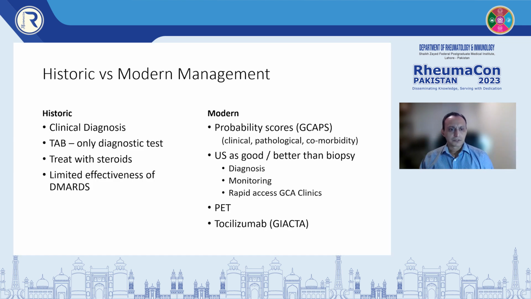So why ultrasound? The key thing to begin with is that if you look at the historical aspects of giant cell arteritis management, about 10 years ago, the diagnosis and management of giant cell arteritis was very different. In the recent years, things have advanced significantly. Historically, giant cell arteritis has been a clinical diagnosis, mostly based on clinical features and presence of raised inflammatory markers.